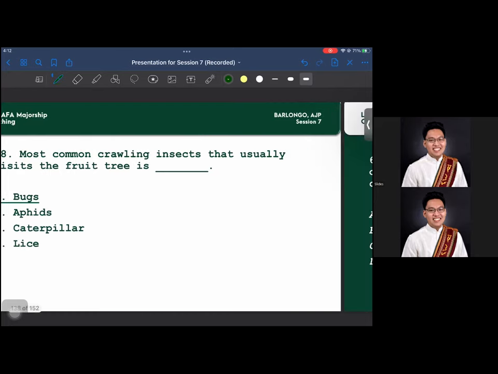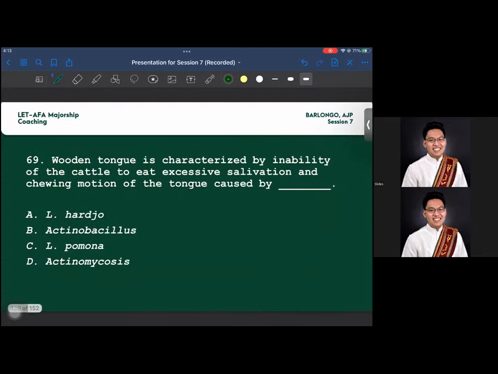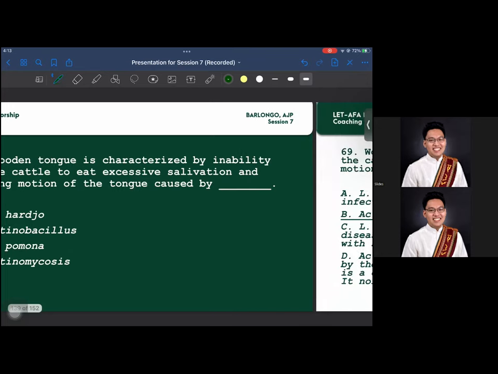Number 69. So, wooden tongue is characterized by inability of the cattle to eat, excessive salivation and chewing motion of the tongue. It is caused by the bacteria A, L. harjo, B, actinobacillus, C, L. pomona, or letter D, actinomycosis. So again, add this to your list ng mga technical term or mga diseases, especially in animal science. The answer for this one is letter B, which is actinobacillus.